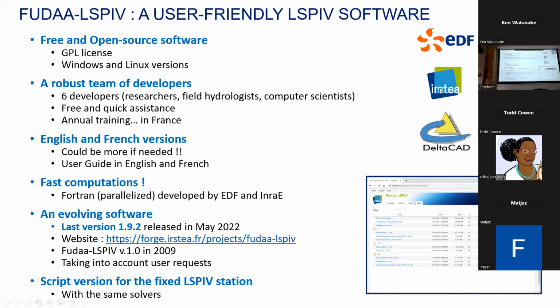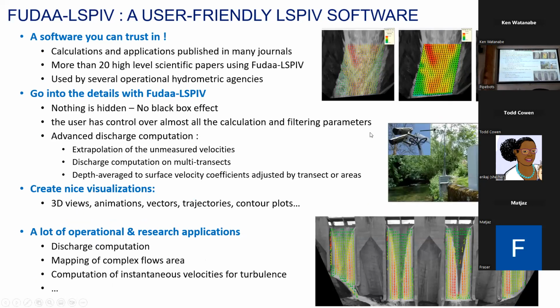Next slide. We hope it's software you can trust because we have been applying it for a long time. It's open source. We have a lot of publications related to the software, and a lot of operational hydrometric agencies in France, but also abroad, using it. We like the software to be open source, with nothing hidden. You can check all the computations, and if you think that something is not right, you can exchange with us and we can change things.